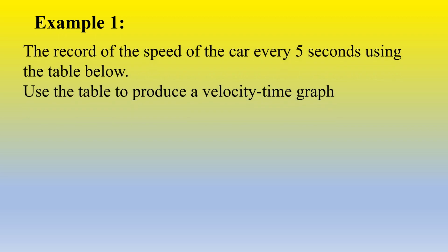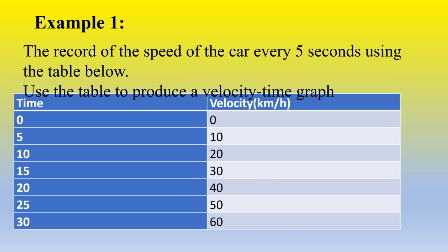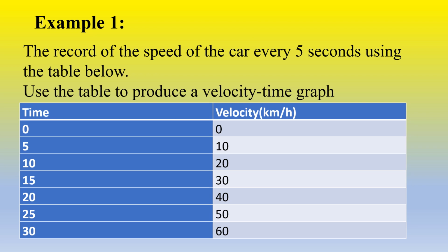Example 1. The record of the speed of a car every 5 seconds is given in the table below. Use the table to produce a velocity time graph. The table records indicate that at 0 seconds the velocity is 0 km per hour. At 5 seconds the velocity is 10 km per hour. At 10 seconds the velocity is 20 km per hour. At 15 seconds the velocity is 30 km per hour.